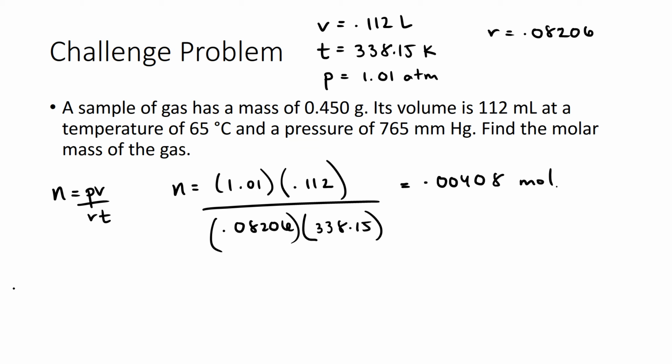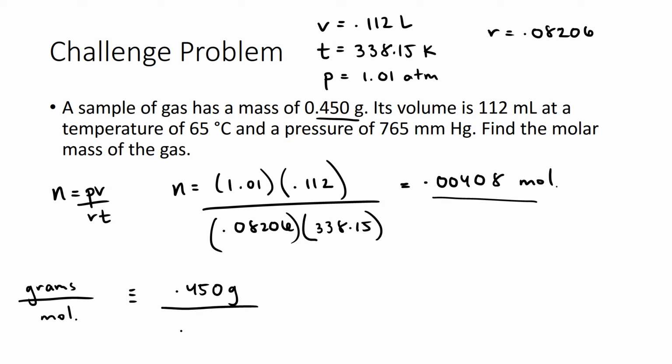Now we know that the molar mass of anything is going to be in the unit of grams per mole. So if we're given the mass in grams and we just solved for the number of moles, all we have to do is plug these two numbers in to get the molar mass. So we're going to have 0.450 grams divided by 0.00408 moles, and that's going to give us a molar mass.